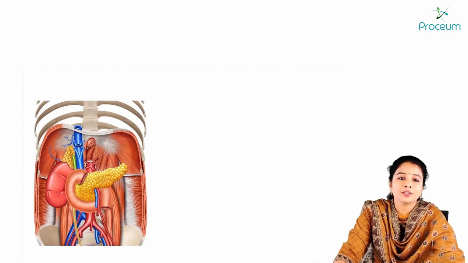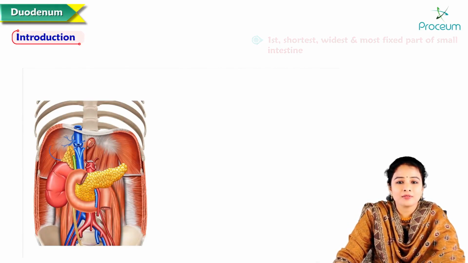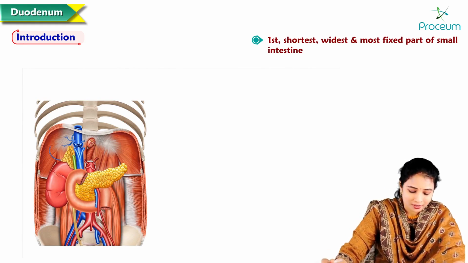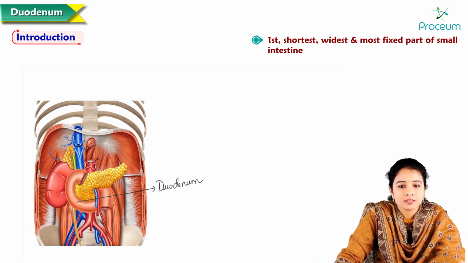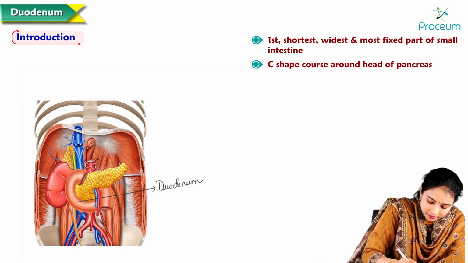Dear students, today I am here to explain the duodenum. The duodenum is the first, shortest, widest and most fixed part of the small intestine. So we can see this one is the duodenum. It is a C-shaped course around the head of the pancreas.